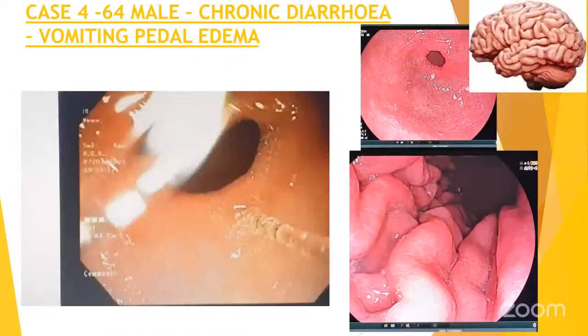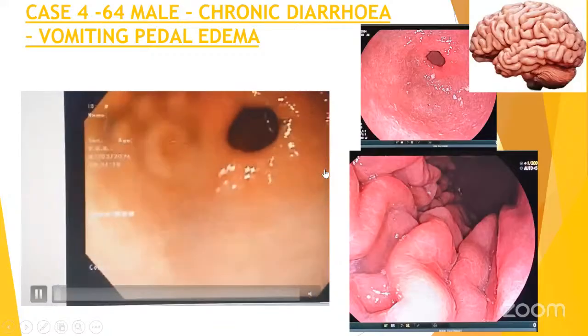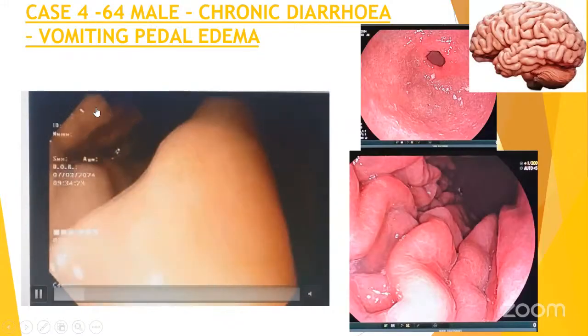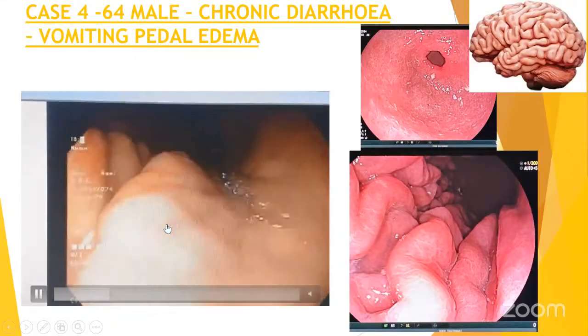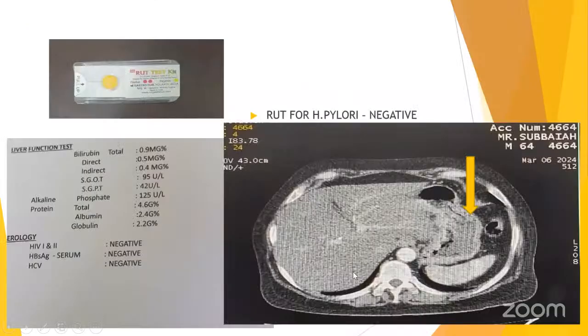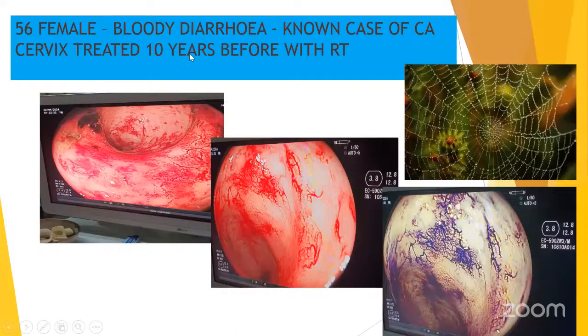Crohn's presenting as granulomatous duodenitis. And this is a 64-year-old male presenting with chronic diarrhea and pedal edema. And this is the upper GI endoscopy. In upper GI endoscopy, the classical spotter was a cerebriform pattern of folds, and an endoscopic diagnosis of Menetrier's disease was made. A targeted biopsy was done, and CT showed thickening of gastric rugae, and there is hypoalbuminemia. The RUT for H. pylori was negative, and biopsy showed a characteristic feature consistent with Menetrier's disease. And this patient presented with bloody diarrhea.